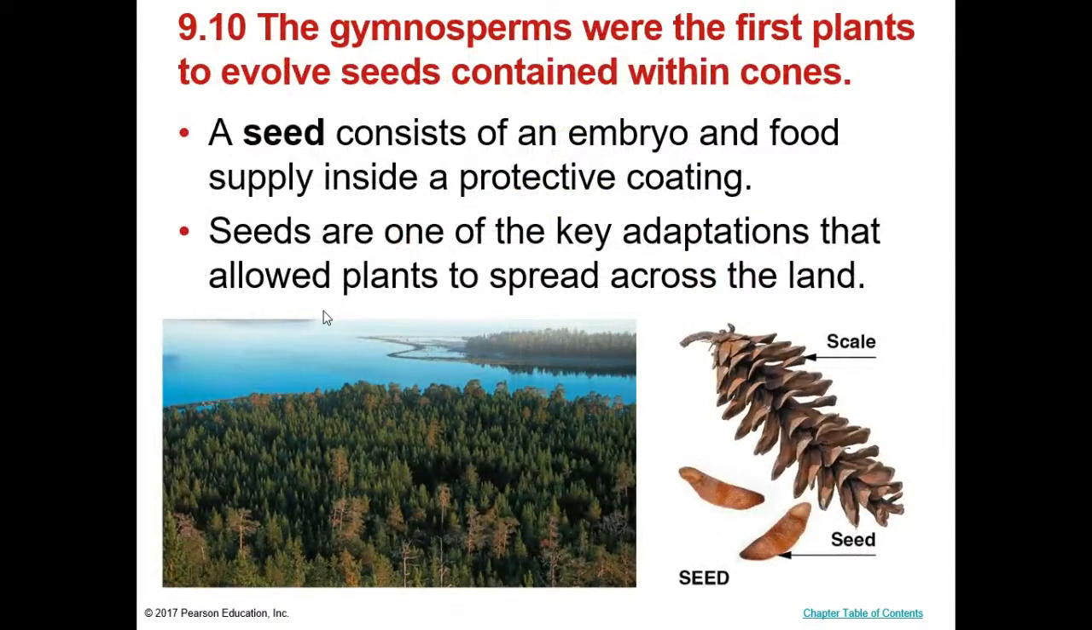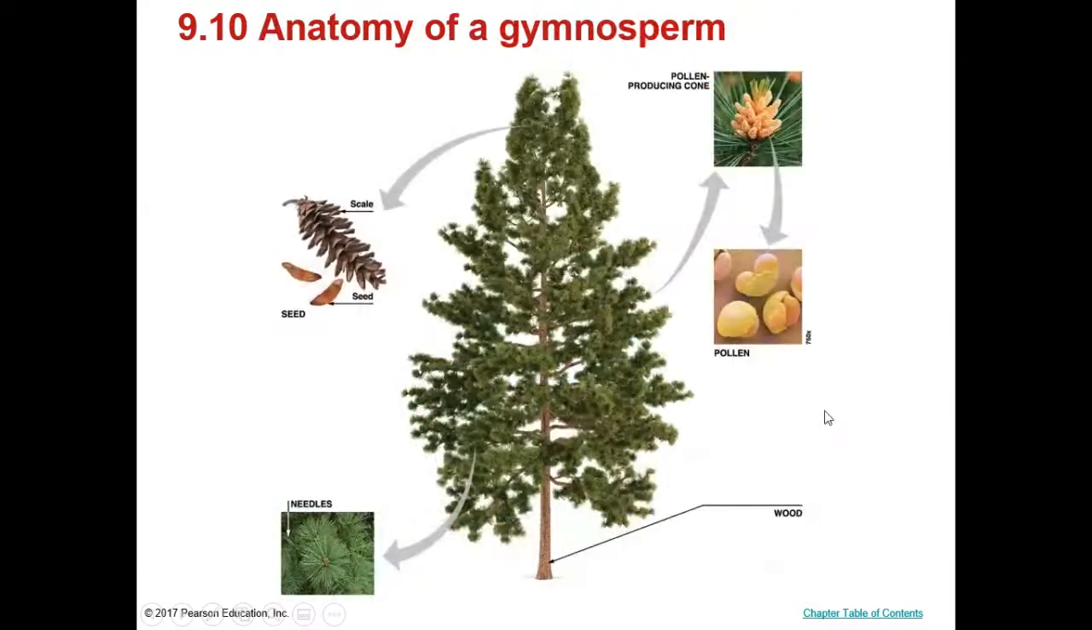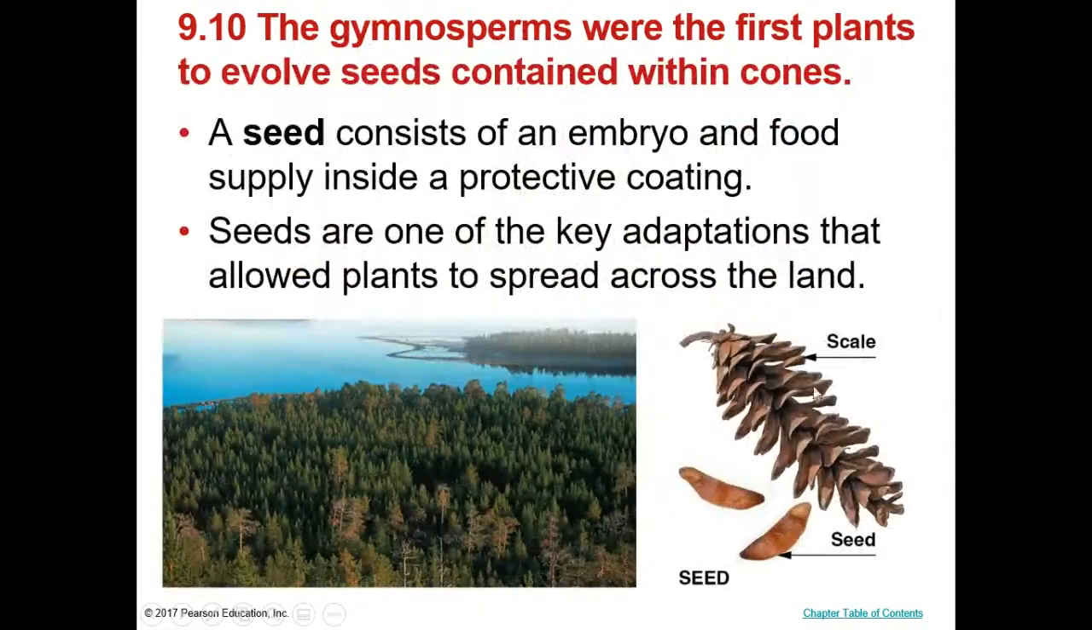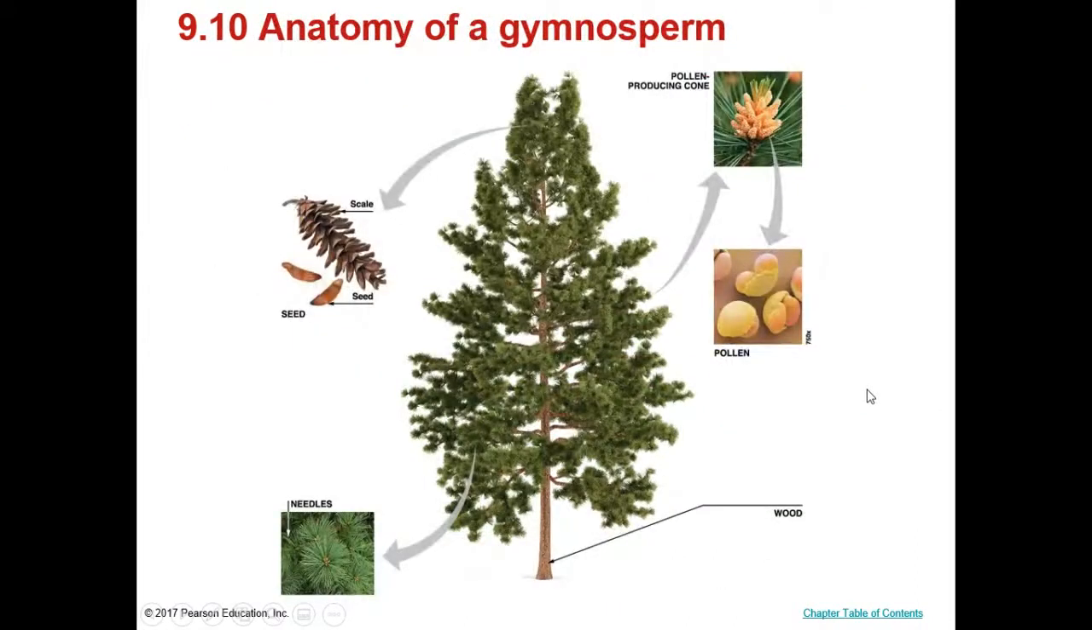Okay, so now we get into gymnosperms and angiosperms. Gymnosperms are seed plants that produce their seed in cones. All right, so here's the anatomy of a cone. They have scales and they have seeds. Okay, so pretty simple stuff there. What we're looking at here is a coniferous type of plant. So here's a pine tree, if you will, right?